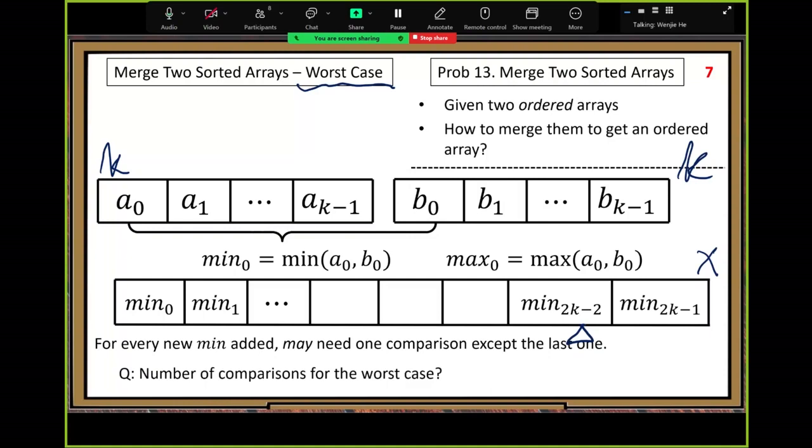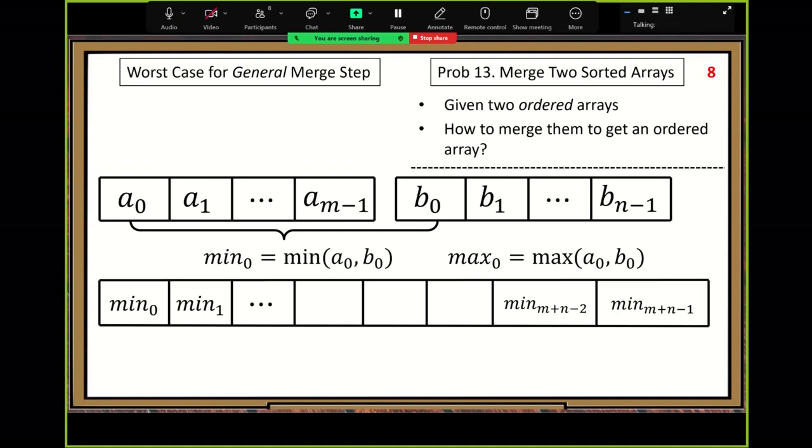So the number of comparisons for the worst case here is 2k minus 1. Or we can understand it in this way: the total number of elements minus 1. That's the worst case.